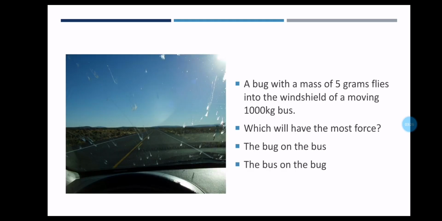Okay. Now, a bug with a mass of 5 grams flies into the windshield of a moving 1,000 kilogram bus. Which will have the most force: the bug on the bus or the bus on the bug? At the first moment, you might directly say, of course, the bus on the bug.